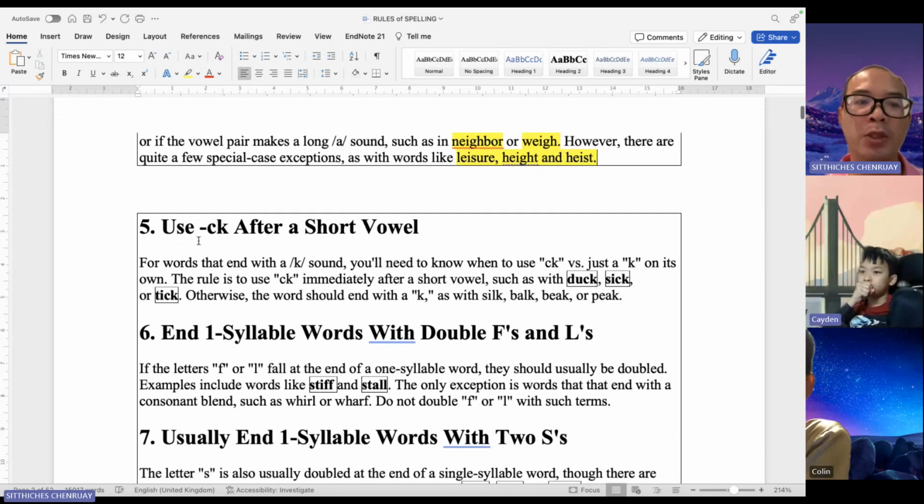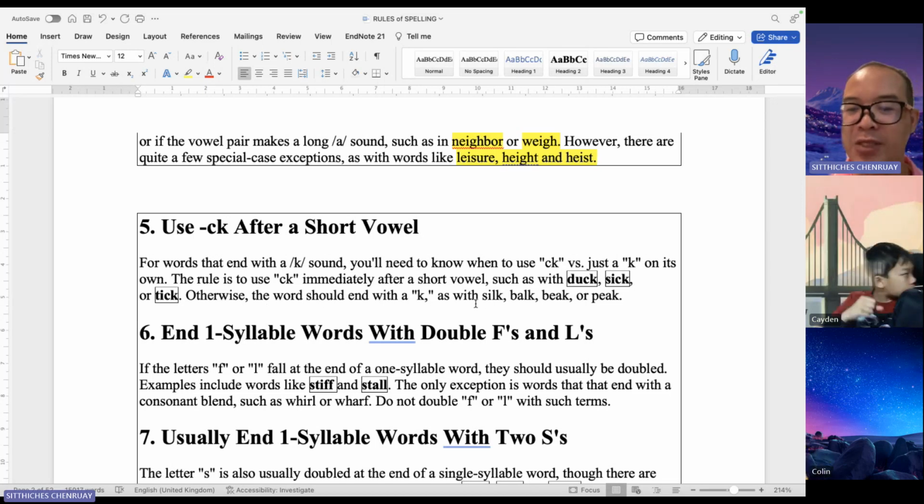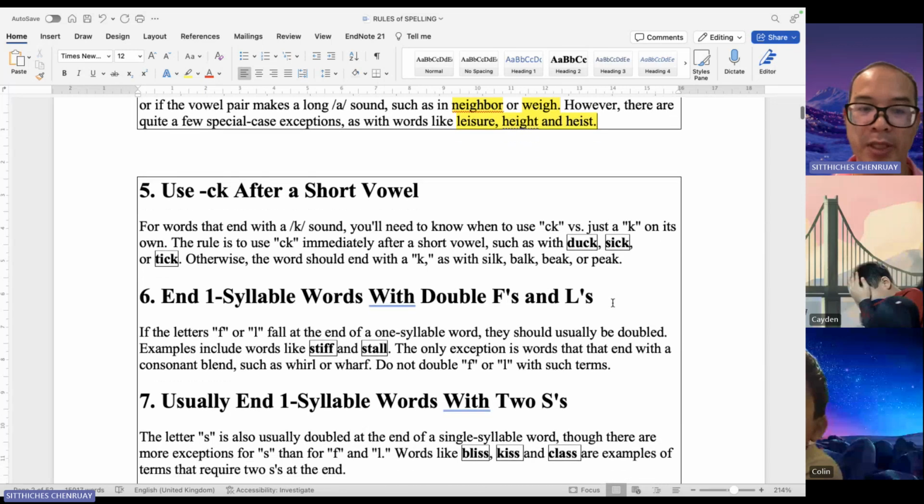Then another rule. Use CK after a short vowel for words that end with a K sound. You need to know when to use CK and K on its own, and the rule is to use CK immediately after a short vowel, such as with duck, sick, tick. But not every word should end with CK, as with silk, bulk, beak, peak, for example.